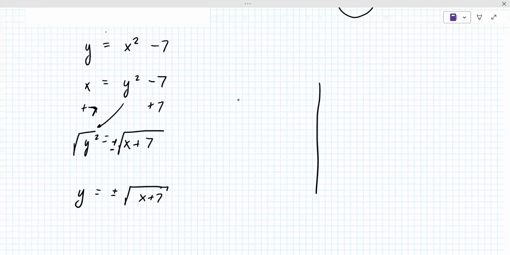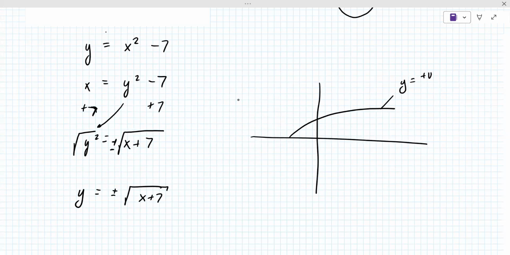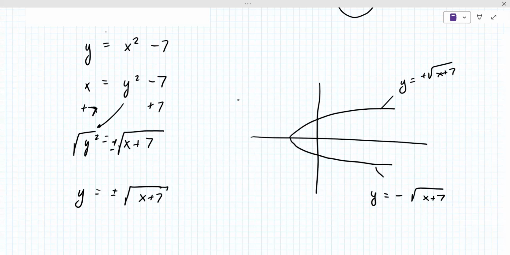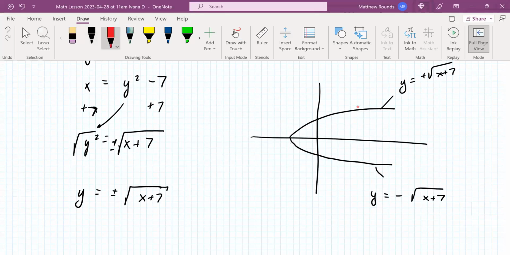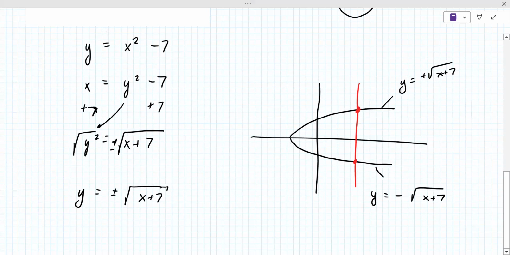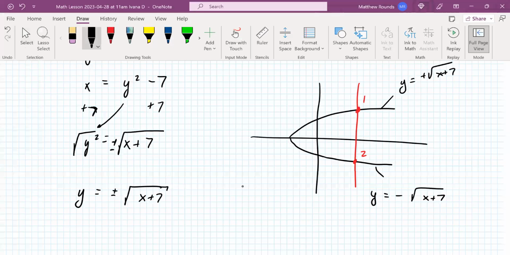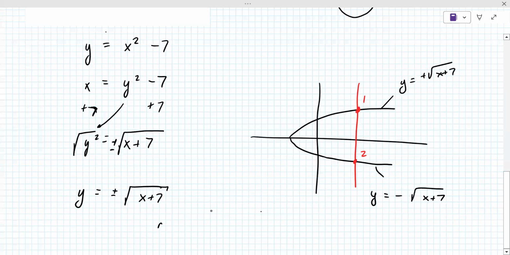And graphically, the positive square root, this is y equals positive square root of x plus 7. This is y equals negative square root of x plus 7. And this is not a function. So even though it has an inverse, it's not a function because the vertical line hits it 2 times. So I would write it's not a function because the vertical line hits the graph twice. Yes, not a function. Yes, vertical line hits 2 times.